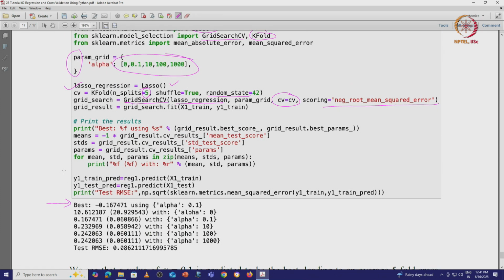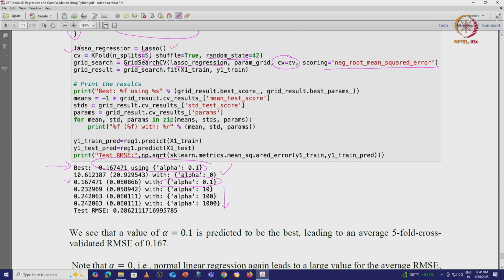So, the alpha values I have given are 0, 0.1, 10, 100 and 1000, those are the possible values that you can use, and you can clearly see here that the best performance is obtained using alpha is 0.1. So, if you use alpha is 0, the score is 10, with alpha 0.1 it's 0.16, with alpha 10 it's 0.23, 0.24 and so on. So, basically there is an optimal value of alpha. Beyond this, the regularization is so much that the model is not able to learn effectively. So, there is always a trade off as to how high you want this regularization parameter.